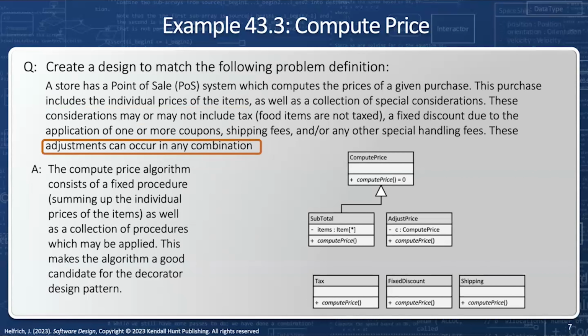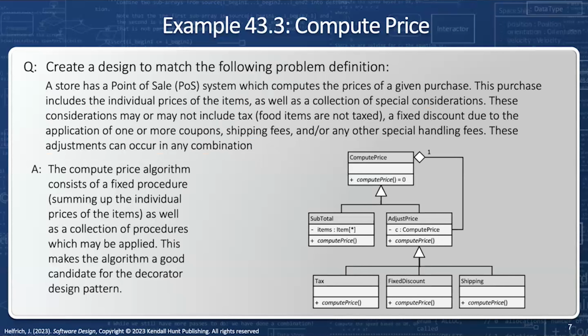So therefore, I'm going to have my adjust price, which could be one or more taxes, one or more discounts, one or more shipping charges. And this is the base class from which the tax, the fixed discount, and the shipping are derived. Now I'm going to do the original implementation of the decorator, which is a linked list. So my adjust price is going to derive off compute price, and adjust price will also loop back on compute price. So it's a linked list.